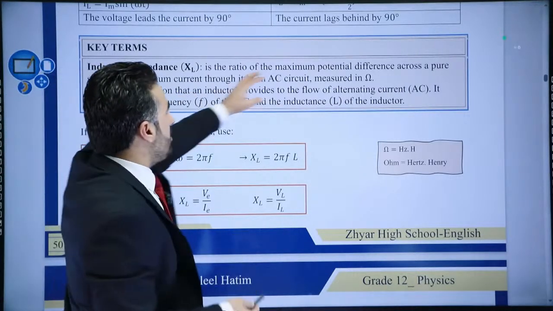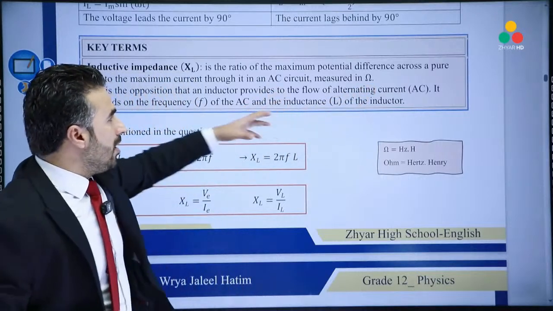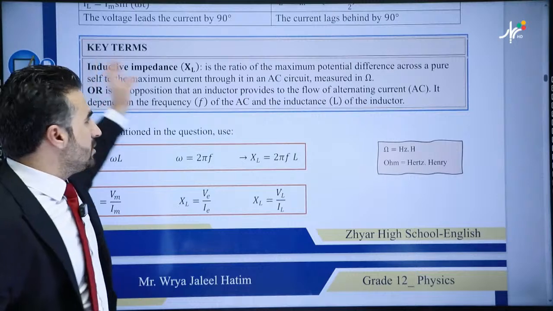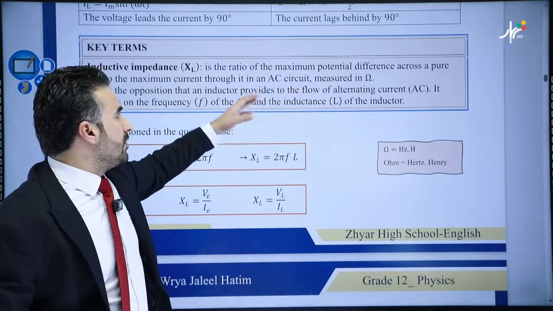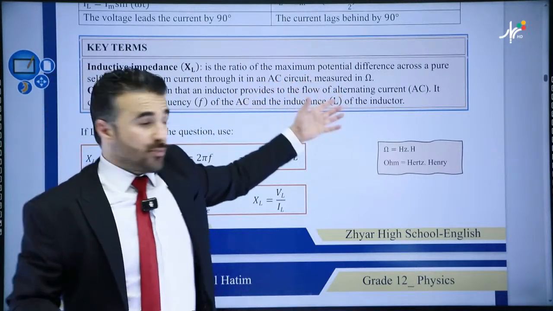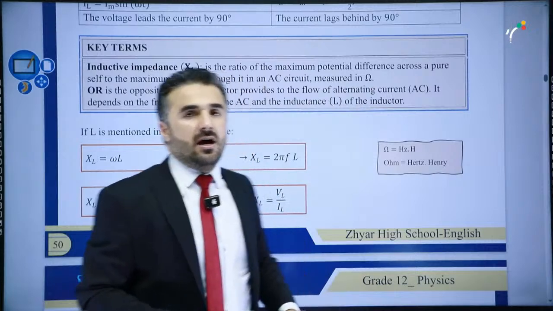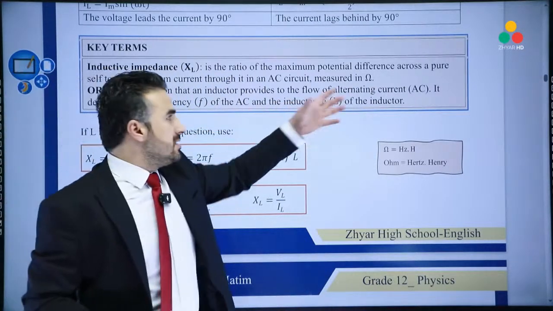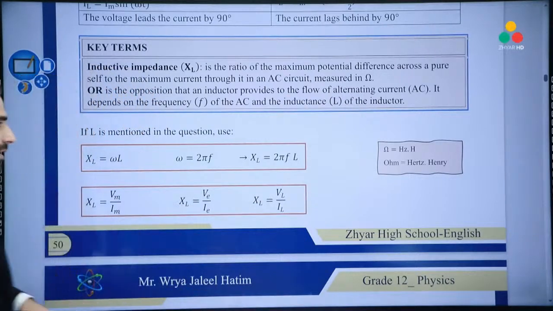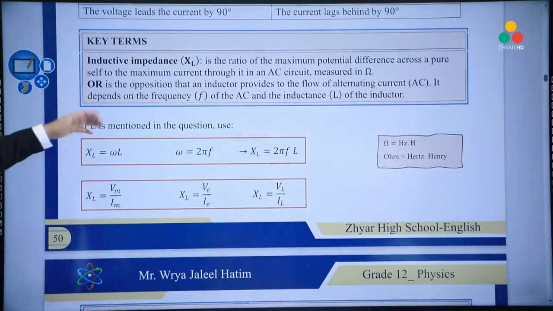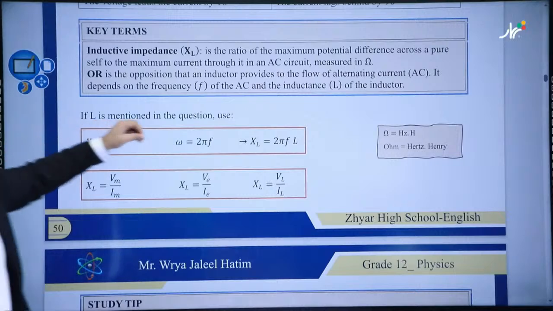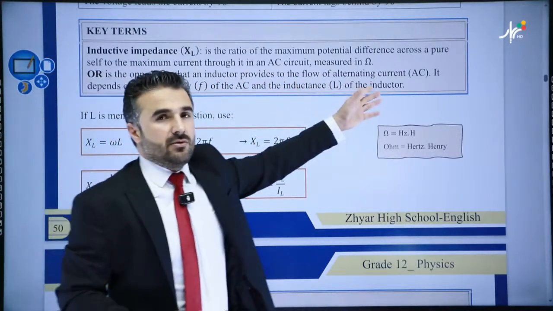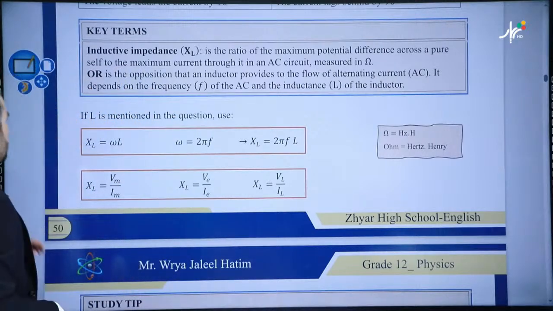We can say it is the ratio of the maximum potential difference across a pure self-inductance to the maximum current through it, of course, in an AC circuit. And because it is a resistance, it is measured in ohms. Another way to say that is, it is the opposition that an inductor provides to the alternating current that passes through it, which depends on the frequency F of the alternating current, and also the value of the inductor itself.